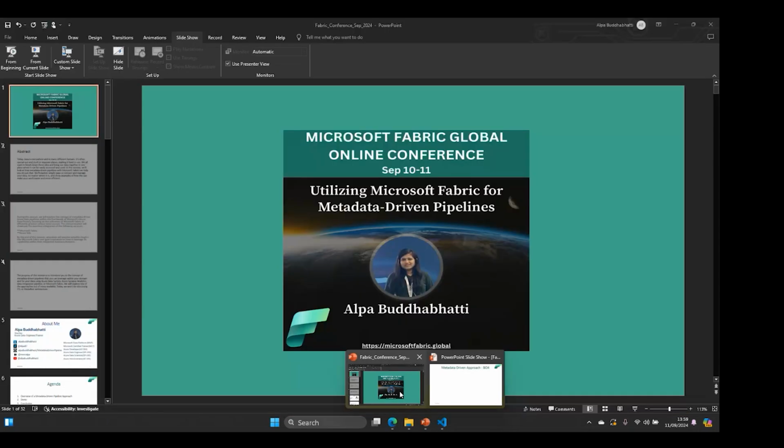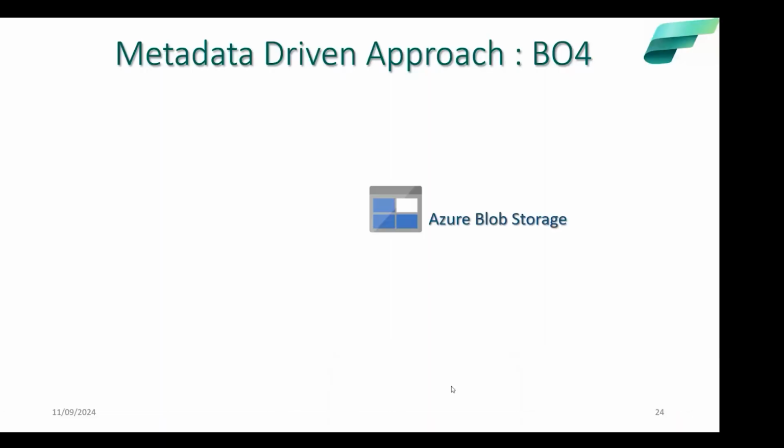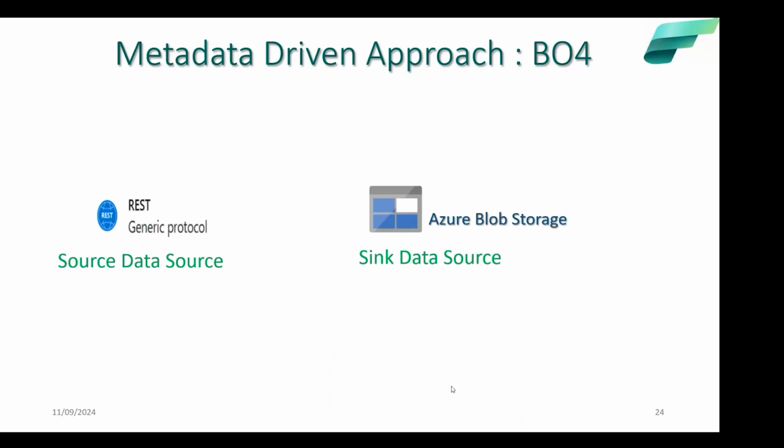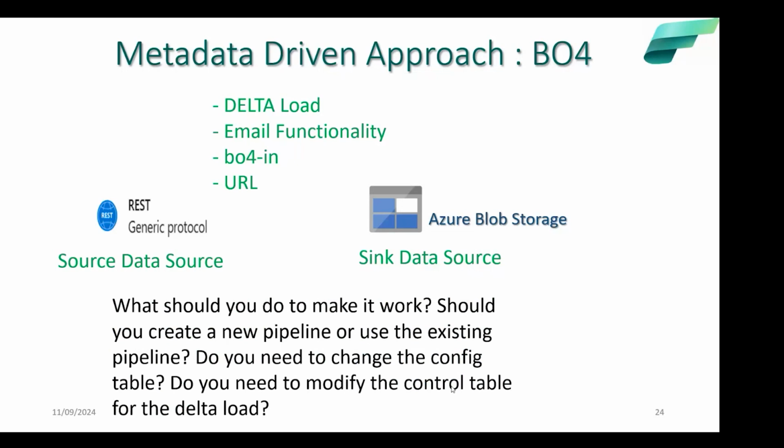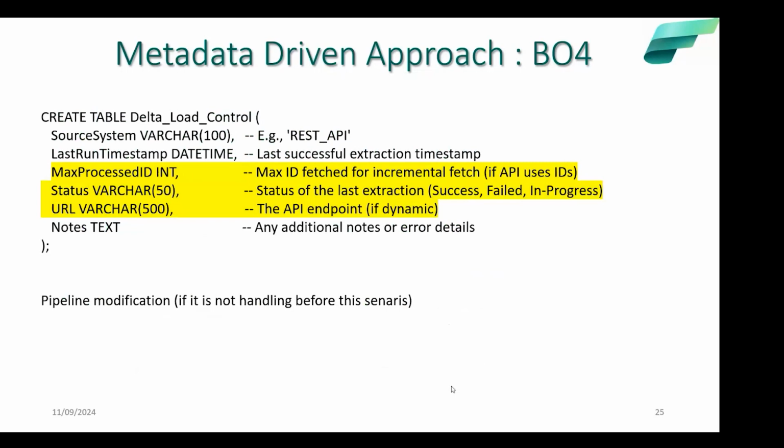Let's go back to here. So there are a few things, like if you have new requirements, like you have a sink as data storage, and source as a REST API. And these are the information, like you need a delta load, you need email functionality, and this is your container name, and you have a URL because you have an API. So for that, what will you need to do? These are the things you need to answer first. Do you need to change any configuration table, or create a new configuration table or something like that? So the solution is you can add this kind of information.